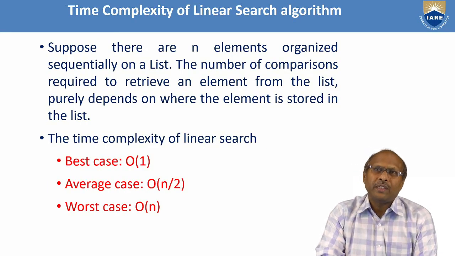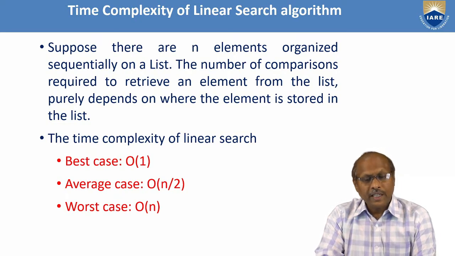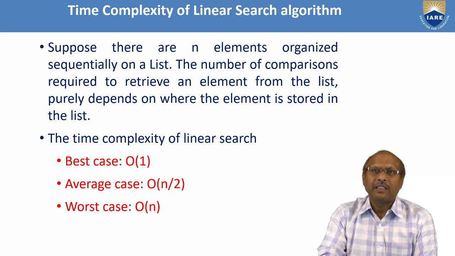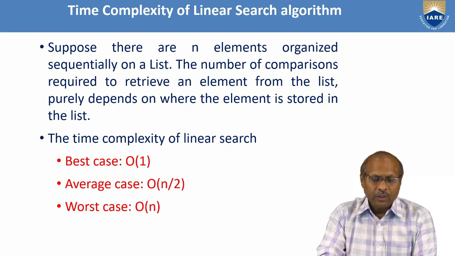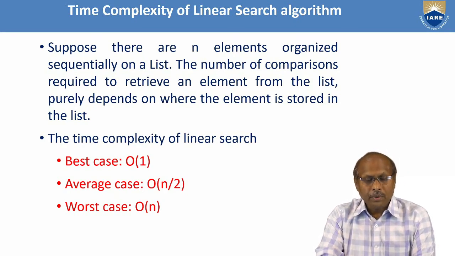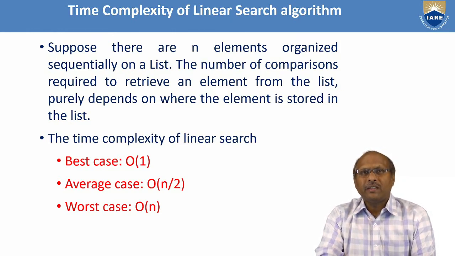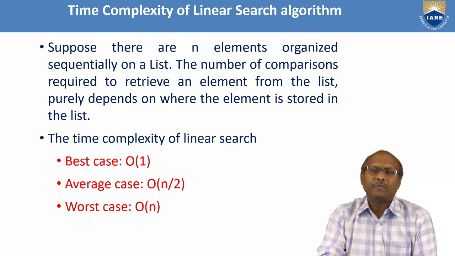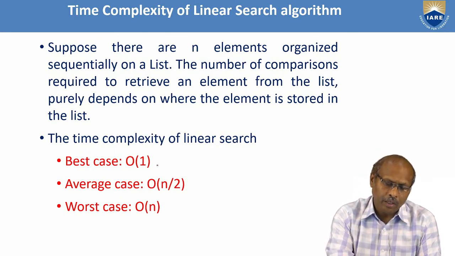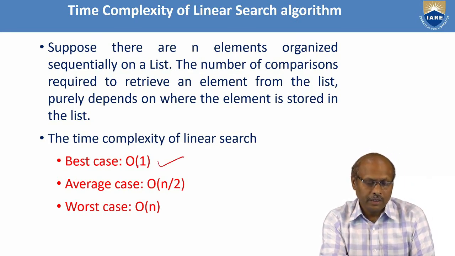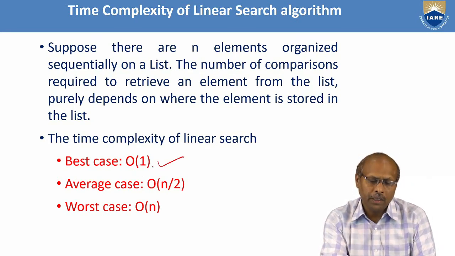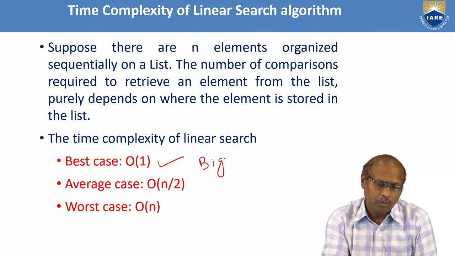The time complexity of the linear search algorithm. Suppose there are n elements organized in a sequential list. The number of comparisons required to retrieve an element from the list purely depends on where the element is stored in the list. If the element is available in the first place itself, then the best time is order of 1. This is called big O notation.